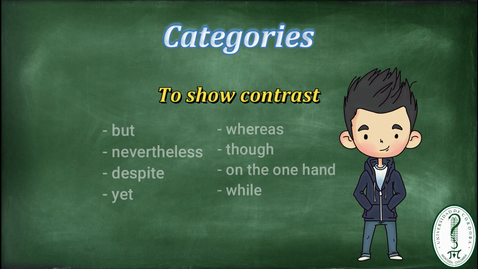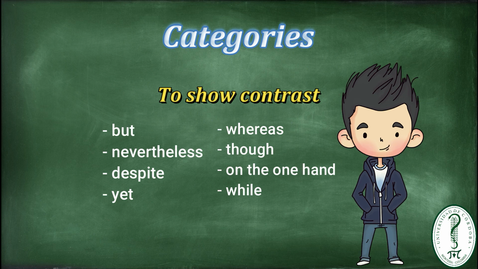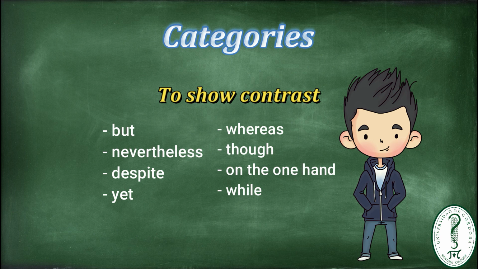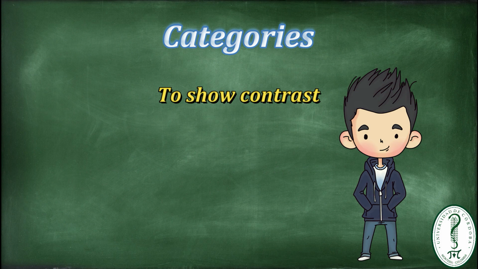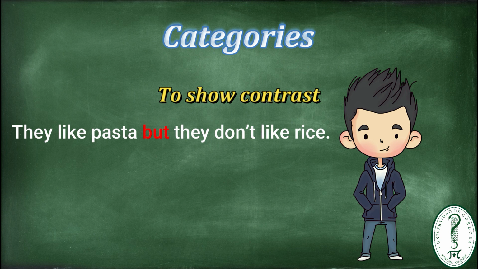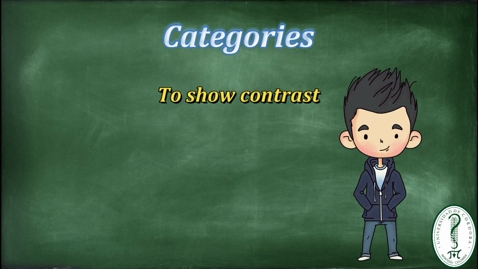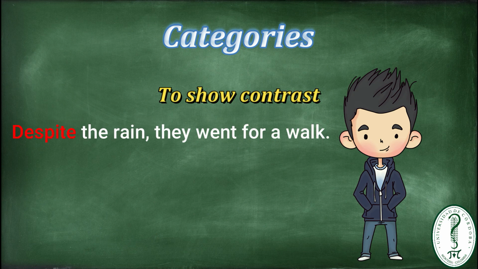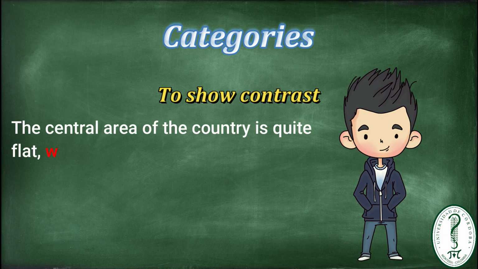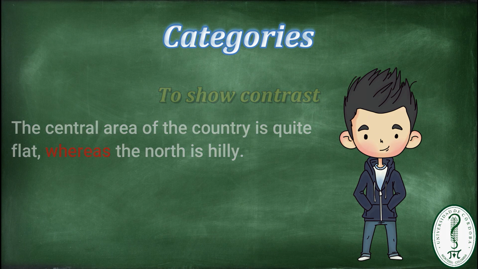Contrast. This type of connector is used to create continuity in the text between two clauses that present contradictory ideas. Here are some examples. They like pasta, but they don't like rice. I like this model a lot. Nevertheless, I'm not going to buy it yet. Despite the rain, they went for a walk. The central area of the country is quite flat, whereas the north is hilly.